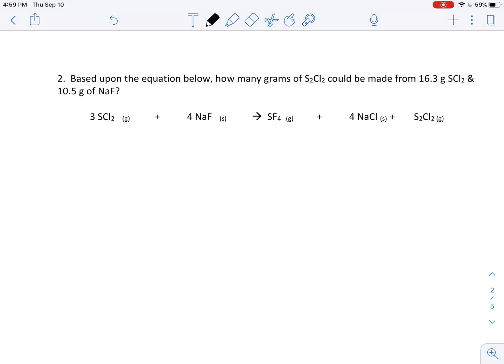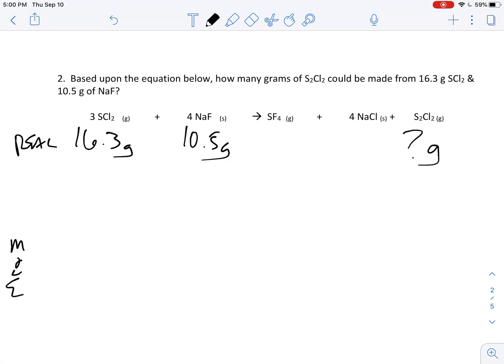All right, here we are at number 2. So what do we have here? I want to know grams of S2Cl2. I was given 16.3 grams here, and I was given 10.5 grams here. So which of those do I want to use? Again, this is your real world problem, and you want to come down here to the mole world.